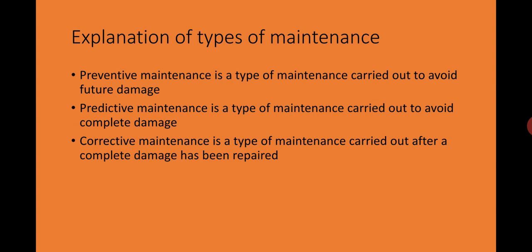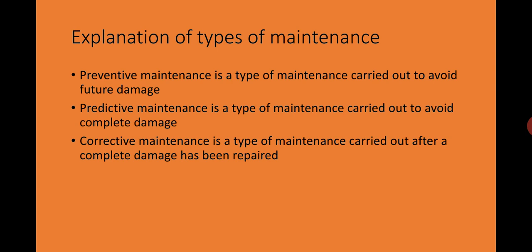Explanation of types of maintenance. Preventive maintenance is a type of maintenance carried out to avoid damage. The instance I gave to you concerning you not using your phone while it is charging, since the producer has told you not to, is an act of preventive maintenance. You are trying to avoid all that could make the phone get damaged in the nearest future. That is preventive maintenance.